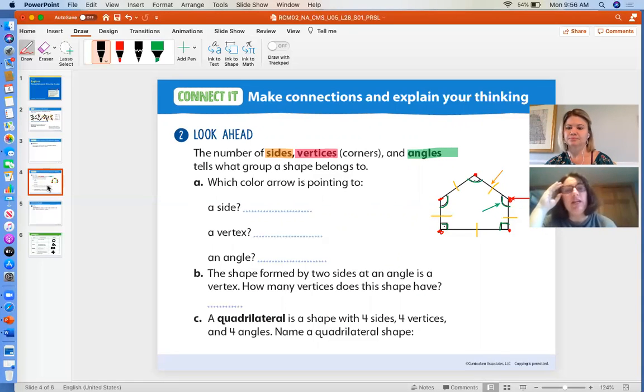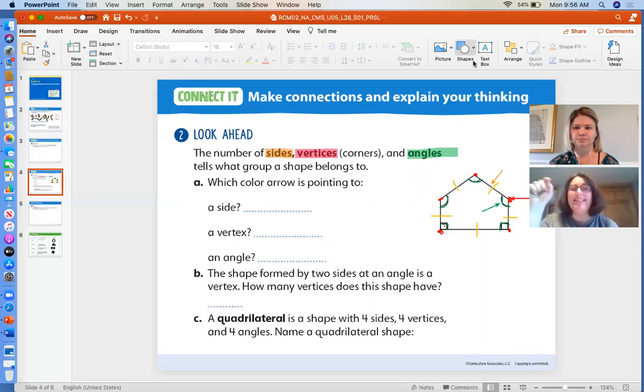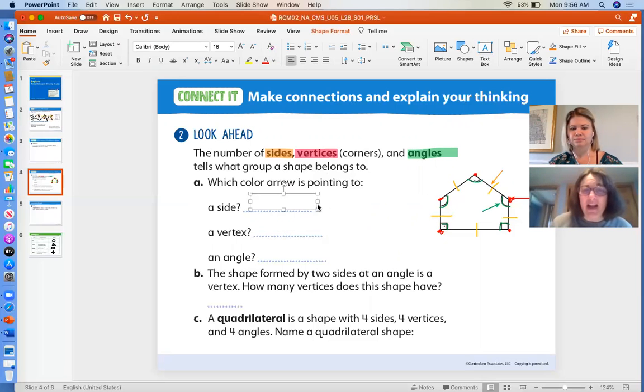Okay, so when we look at this shape, Mrs. Kraft has color coordinated them to help us with what the arrow is pointing to. So it says, which color arrow is pointing to a side? So when we draw a shape, which one is the side, what color? And we already color coordinated, it is orange. So we know that the sides are what make up our shape. And it's the lines, right? And I put a line here to count them just to help us, okay?